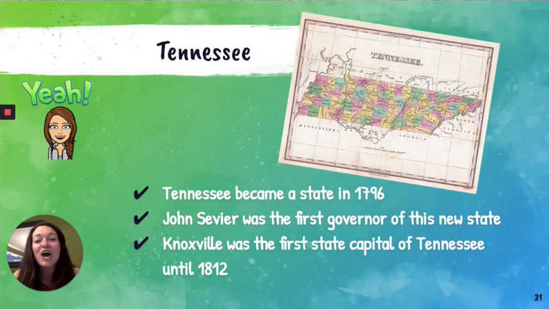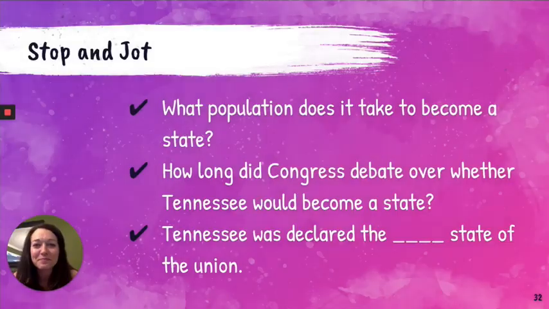Okay, so to wrap it up, Tennessee became a state in 1796. John Sevier was our first governor, and Knoxville was the first state capital until 1812. So again, Knoxville, pretty cool that we can say that we were the first state capital of our state. So pretty awesome.